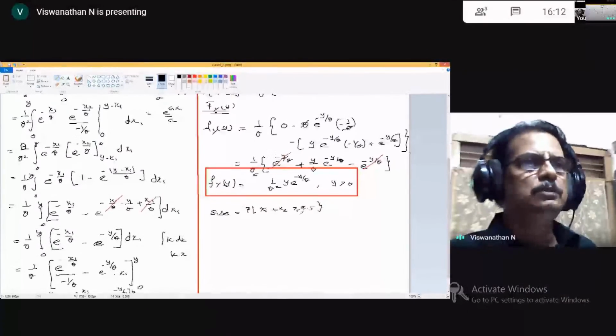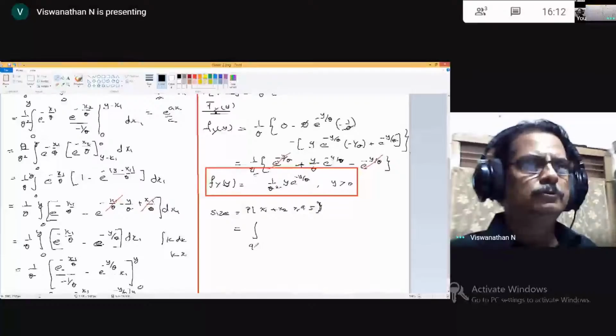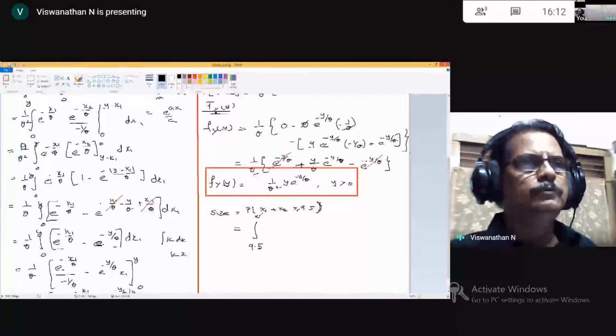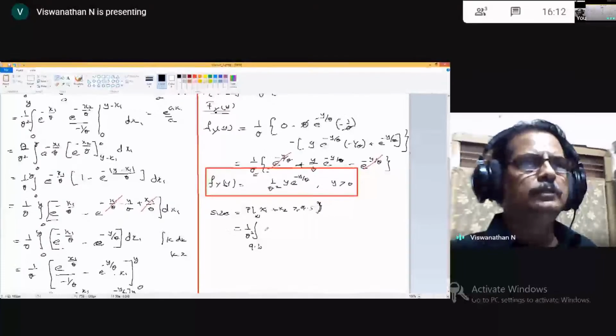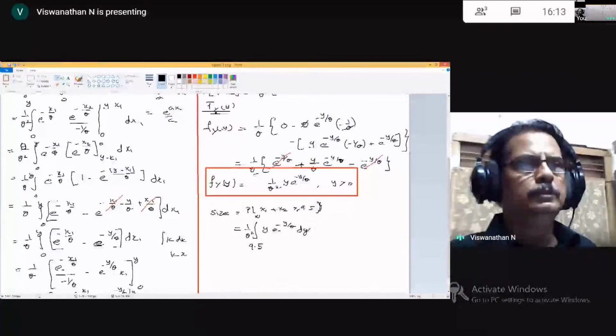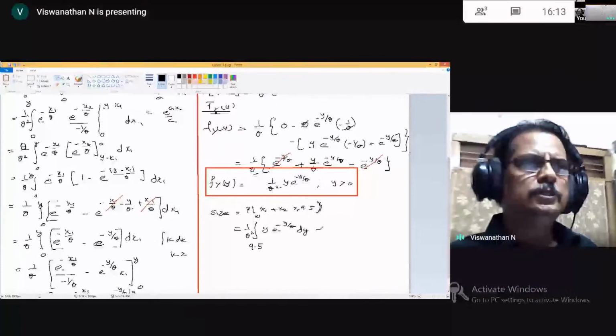Less than infinity is accepted, which is equal to the integral. So x1 + x2 we have already written, so 9.5 to infinity. What about the density? It is 1 by theta square, I will take that outside, y e power minus y by theta dx dy. I will slightly adjust this.